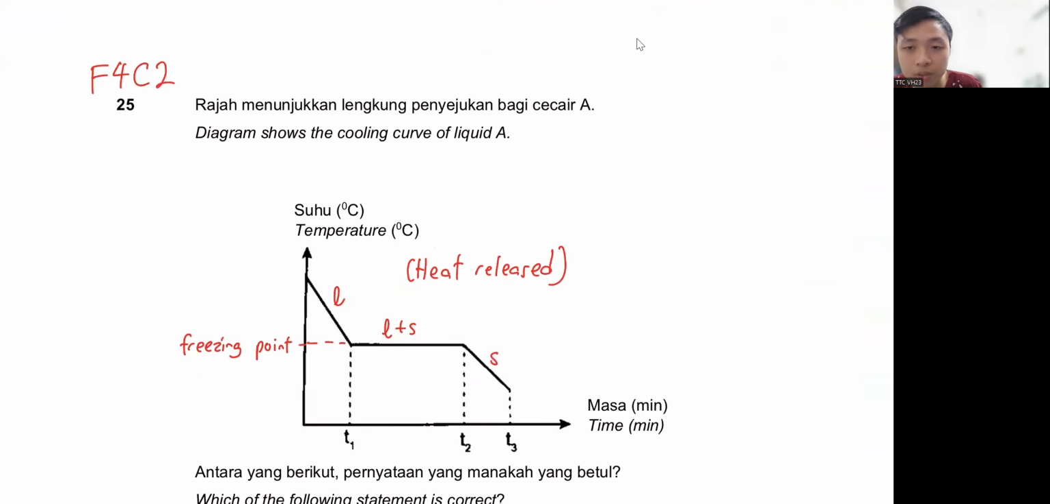Question 25 is for chapter 2. This one, remember, is just simple. When the temperature becomes constant, it means it is either the melting point or the boiling point. In this case it is a cooling curve. So a cooling curve is actually freezing.